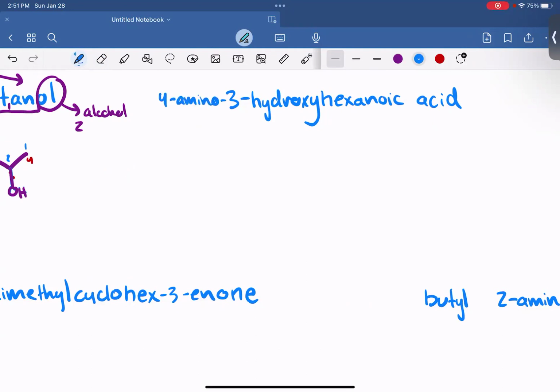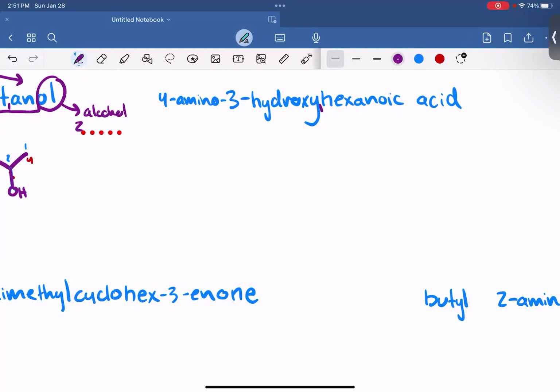4-amino-3-hydroxyhexanoic acid. Looking at this name as an early chemistry student, I might freak out and say I have no idea what that molecule looks like. I promise you, if you practice 75% of your time with naming molecules, this pattern of going from name to drawing it is very easy.